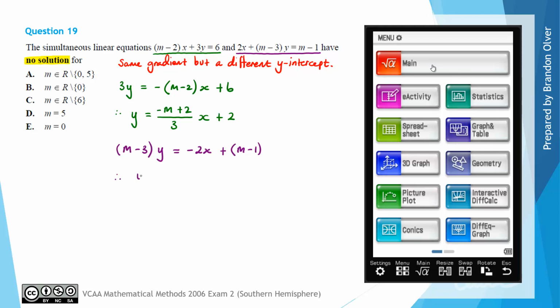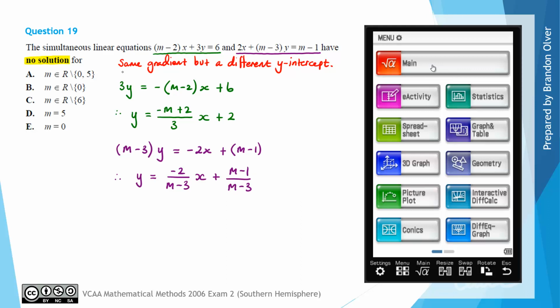So that gives us y equals, and we'd have negative 2 over (m subtract 3) when we divide by (m subtract 3), and that is going to be multiplying x, so we can now see the coefficient of x is that fraction, plus, and then we'd have the (m minus 1), and it would also be divided by (m subtract 3). So that fraction at the end is the y-intercept.